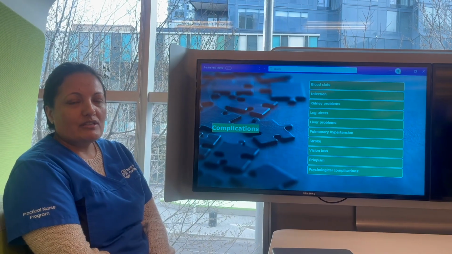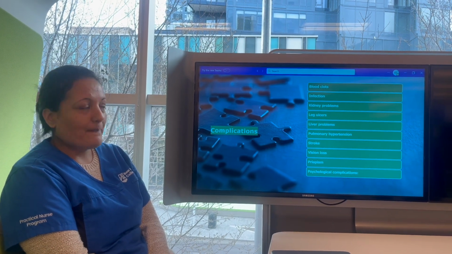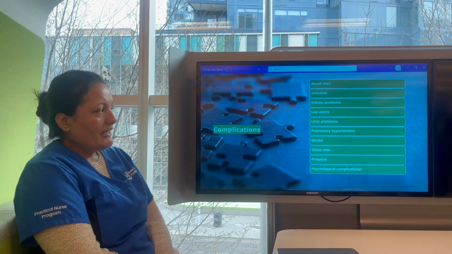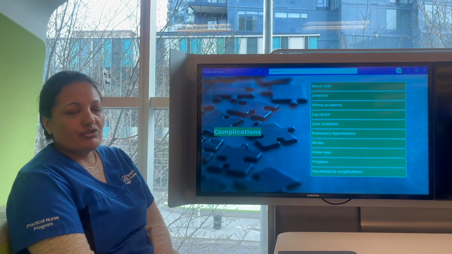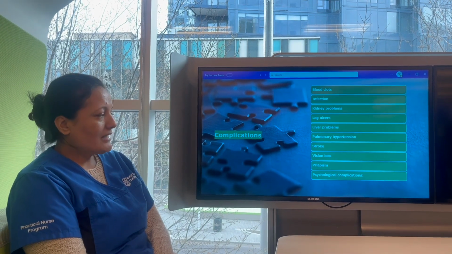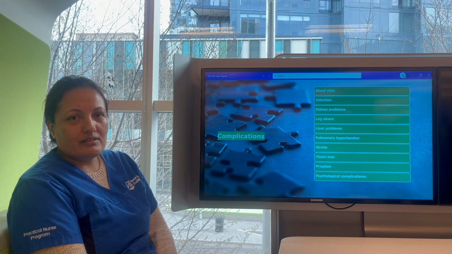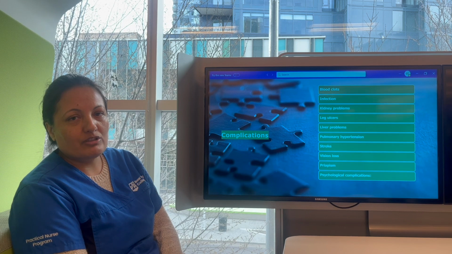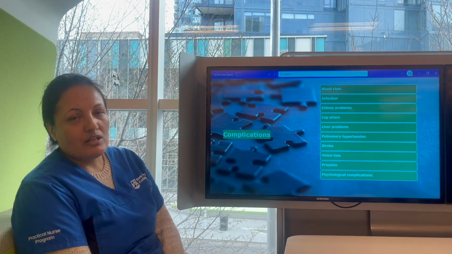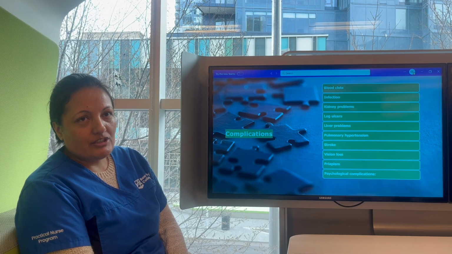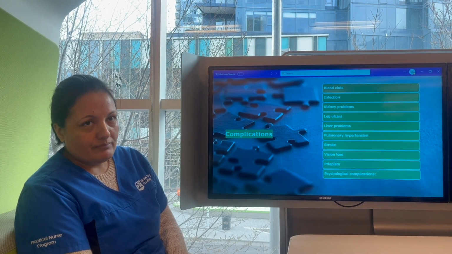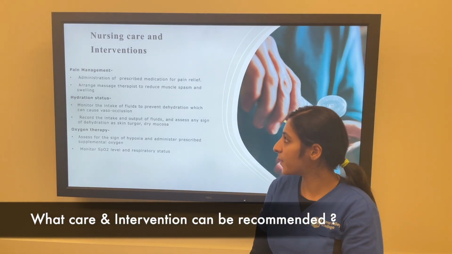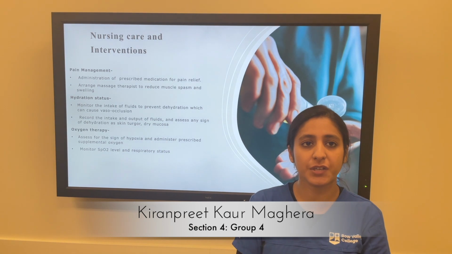Other complications are blood clots, infection, kidney problems, leg ulcers, liver problems, pulmonary hypertension, stroke, vision loss, priapism, and psychological complications. It's all due to the lack of oxygen and blood supply to the tissues and different organs. So sickle cell disease causes these problems.